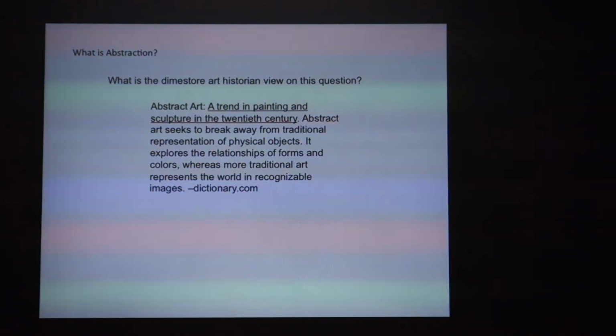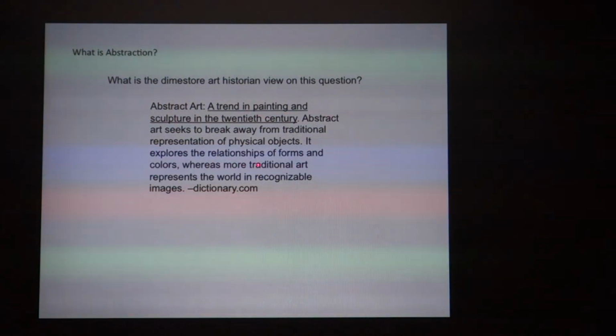So what is abstraction? First, I want to consider the dime store art historian view of this question. This is my term, the dime store art historian. You find the dime store art historian view on websites like dictionary.com. And so on dictionary.com, you'll find the definition that abstract art is a trend in painting and sculpture in the 20th century. So it isolates this idea of art that is abstract in the 20th century. Abstract art seeks to break away from traditional representation of physical objects. So the implication there is that traditional representation is not in fact abstract, it is the opposite, which is to say realistic.